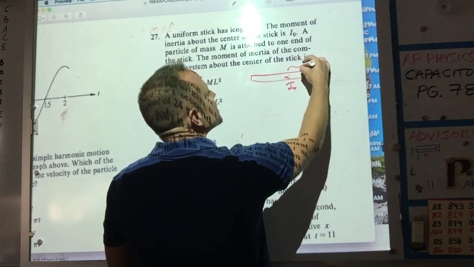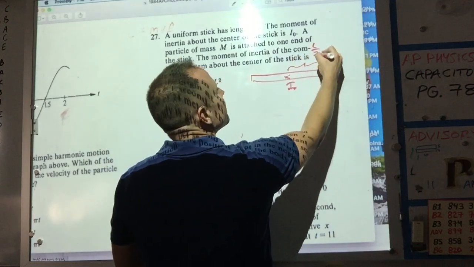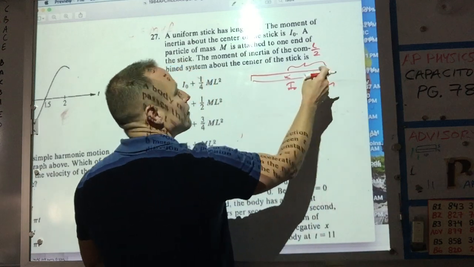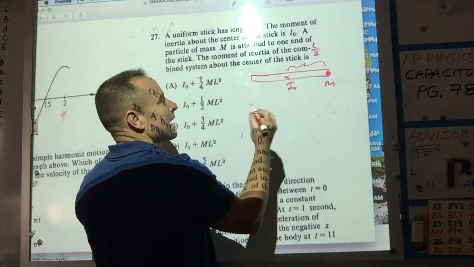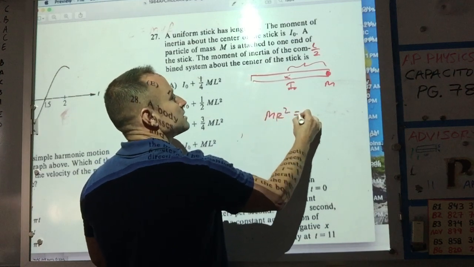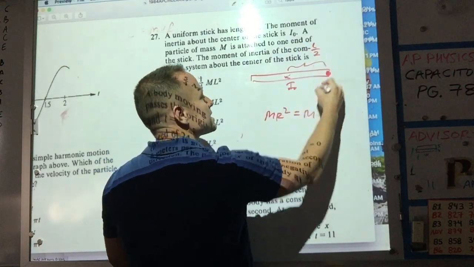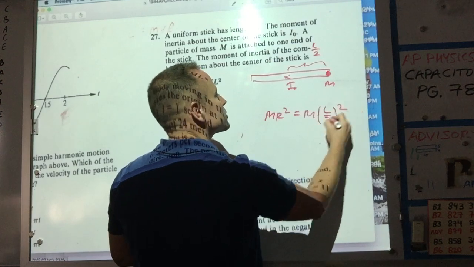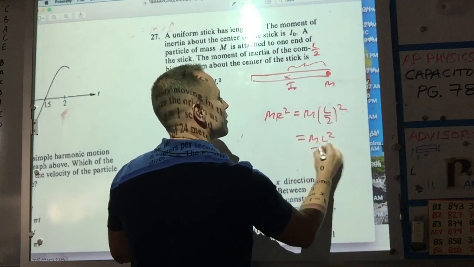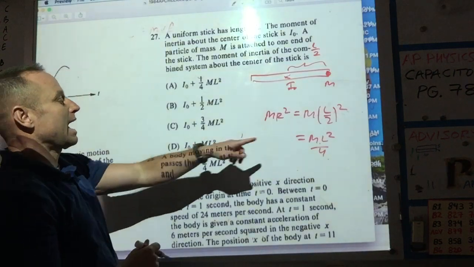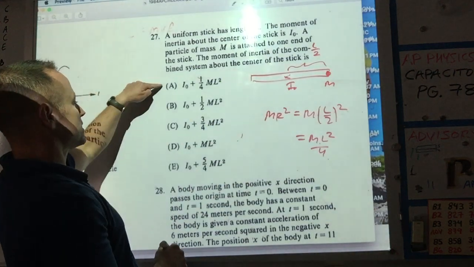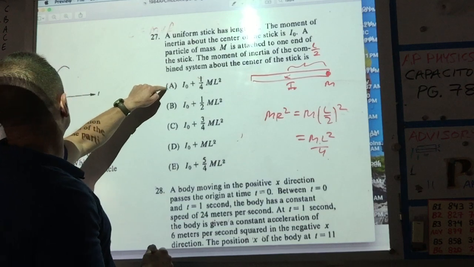Oh, got it. Okay, so this length is L over 2, and you put the mass there. The additional moment of inertia from a point mass goes like m r squared. So it's going to be m, but then your radius is L over 2, so m times L over 2 squared. That's m L squared over 4. And we have to add that to the original, so you add that to I initial. So it looks like it's this one. 27 ought to be A.